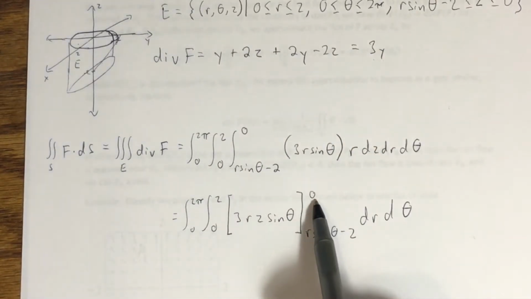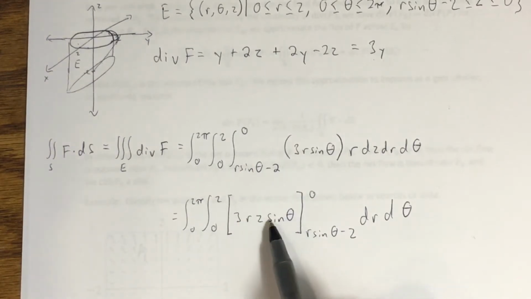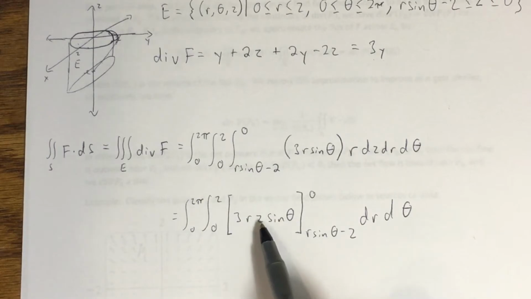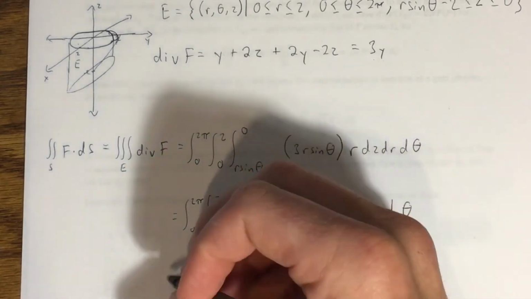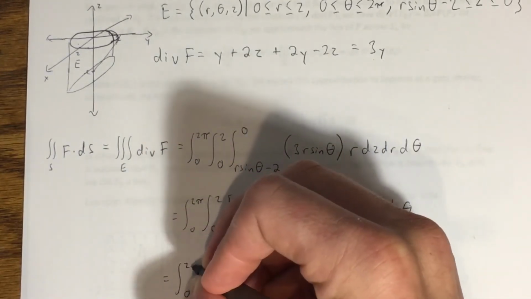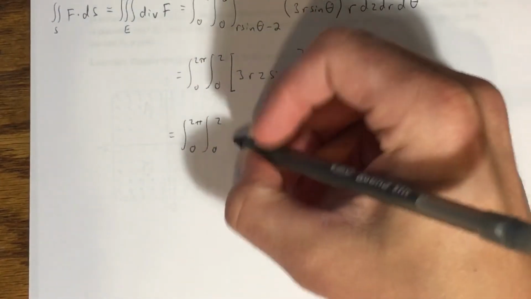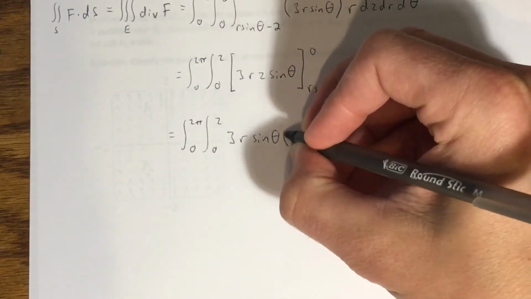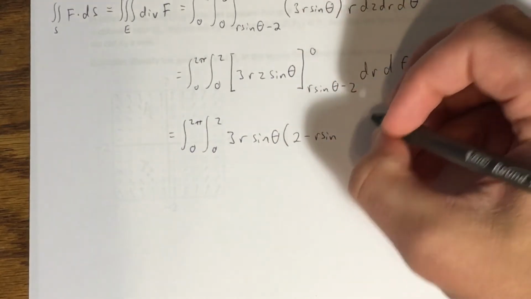Now I can see when I plug the 0 in, the whole thing goes to 0. So the z is going to become minus this times 3r sine of theta. What I'm going to do is use the minus that's going to occur from this to just switch the order of the subtraction here. So really what this turns into is the integral from 0 to 2 pi, integral from 0 to 2 of 3r sine of theta, 2 minus r sine of theta.